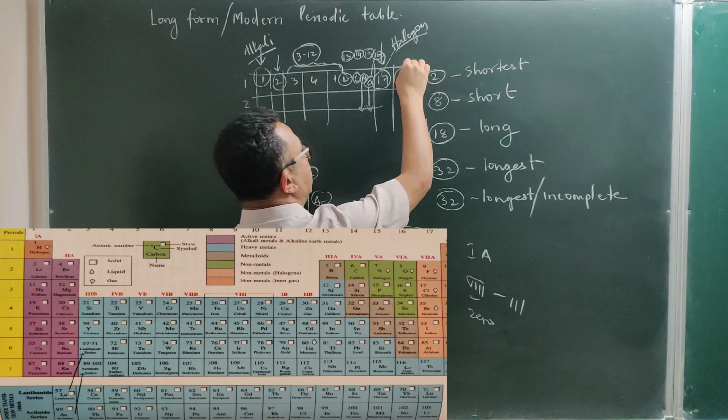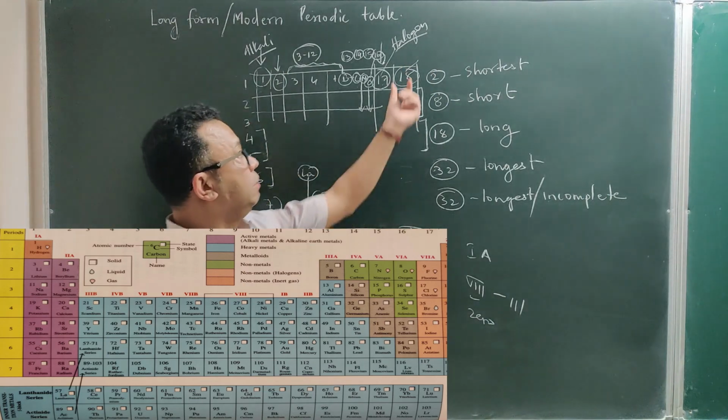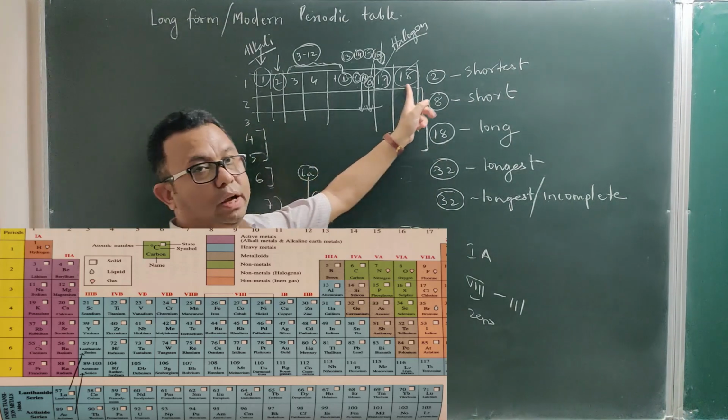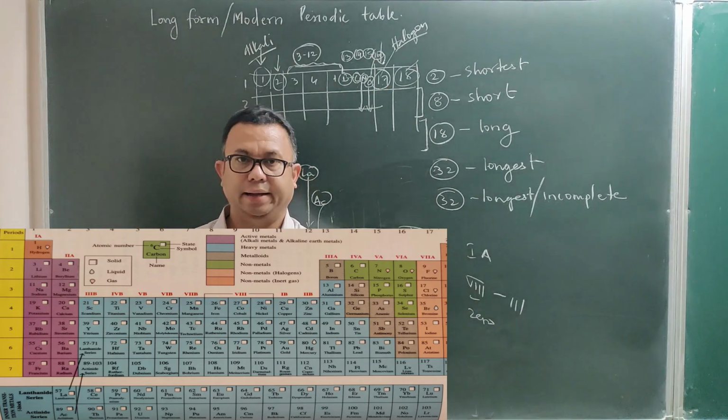And the last group, we now call it group 18. Previously this group was called the zero group, or we call them the inert gas group or noble gas group. But now, according to the modern IUPAC system, that group is called group 18.